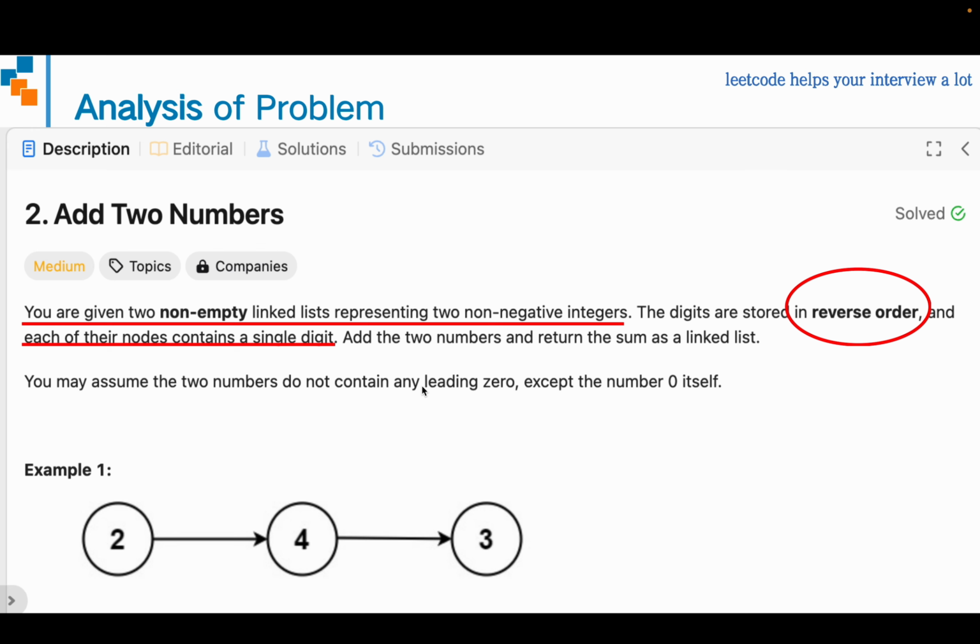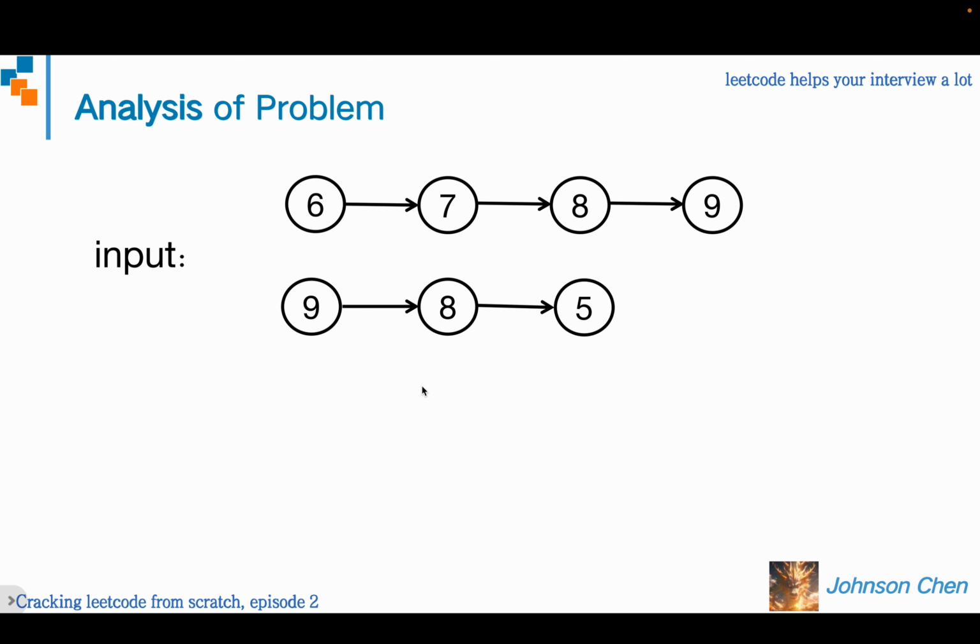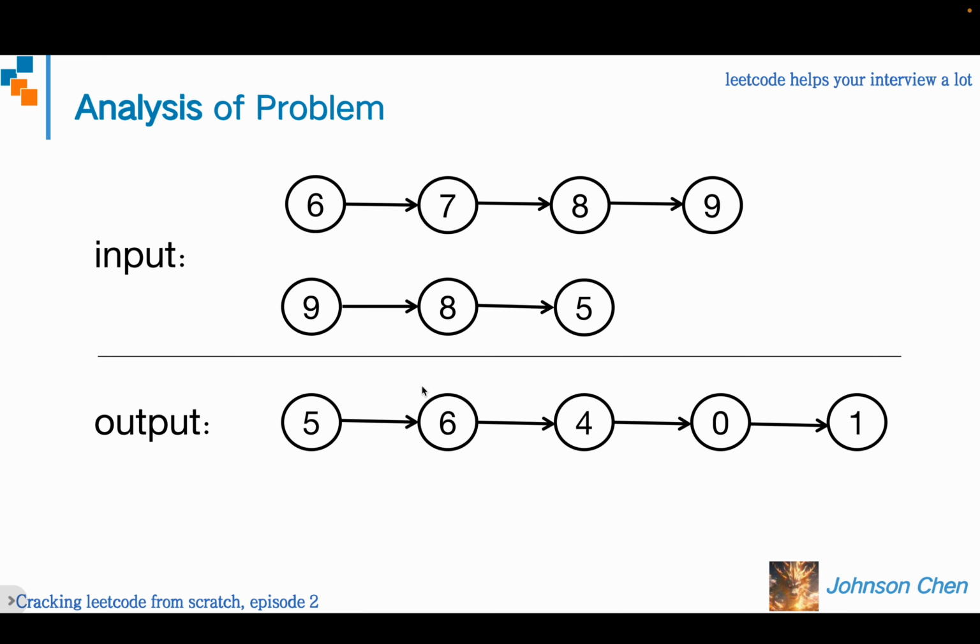Okay, let's take an example. 9,876 plus 589, that is 9876 plus 589. For this problem, the input lists are like this. We can see the digits are in reverse order. Of course, the output, or the sum 10,465, also should be returned in reverse order.